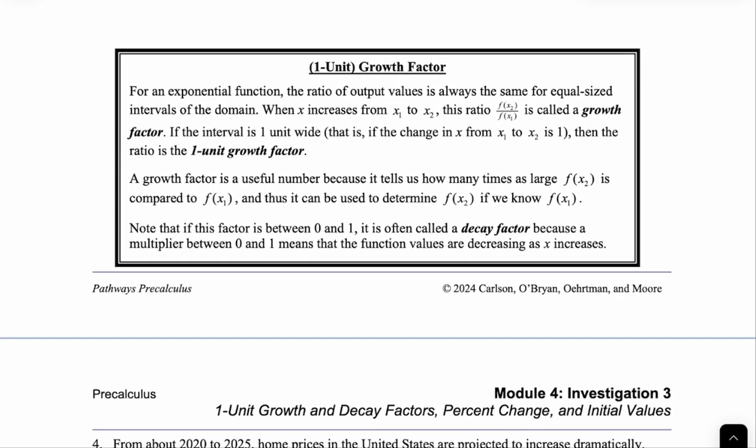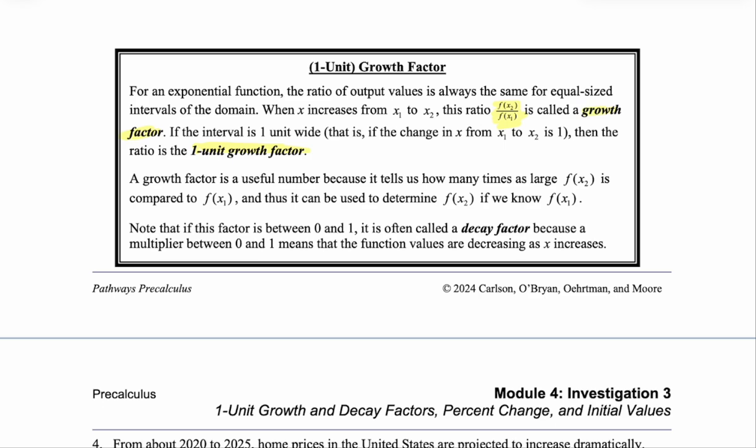Now let's take a look at where it says here, the growth factor. So I would maybe, if you have a highlighter, if you're doing it on your iPad, here's the main thing to think about. When x increases from x1 to x2, so any 2 consecutive x's, f of x2 over f of x1 is called the growth factor. If you go 1 unit wide, then it is a 1 unit growth factor. If it's 2 units wide, it's a 2 unit growth factor. So you're just dividing the end divided by the beginning, okay?